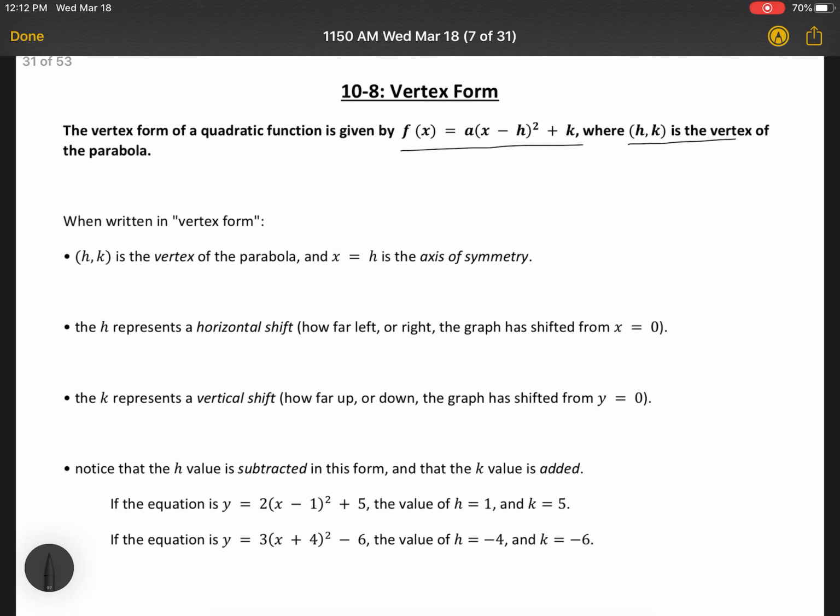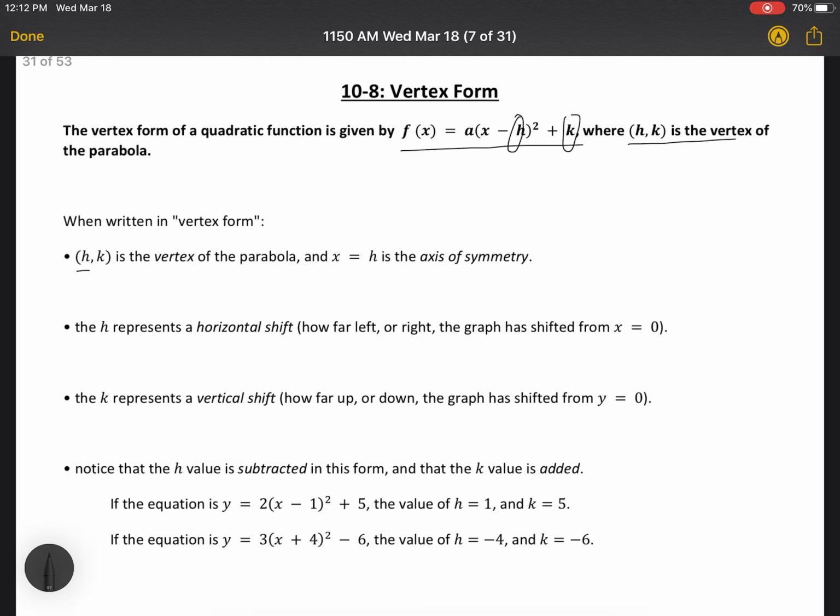h, k is your vertex. So this value here and this value here give you where your vertex is. I'll just go through these little notes down at the bottom here. When written in vertex form, h comma k is the vertex, and x equals h is the axis of symmetry. So again, just taking that x value, or in this case, the h value of your vertex, to determine where the axis of symmetry is.